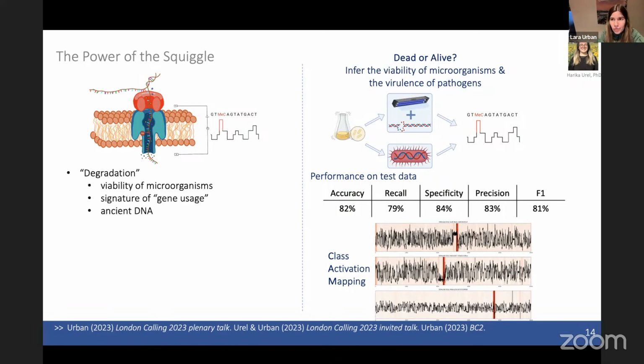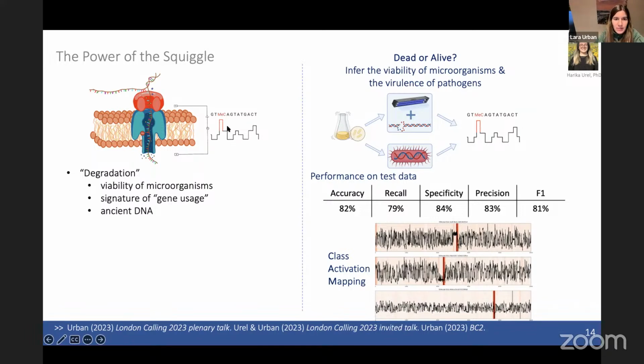Because, for example, just to present you some ideas, what we are using here right now, basically this signature of degradation to predict the viability of microorganisms, we could also use in other settings. For example, maybe to predict the gene usage, so how often a gene is actually being transcribed in your genomic data, or certainly to predict if your ancient DNA was actually of an ancient source, or maybe was contaminated by a modern source.